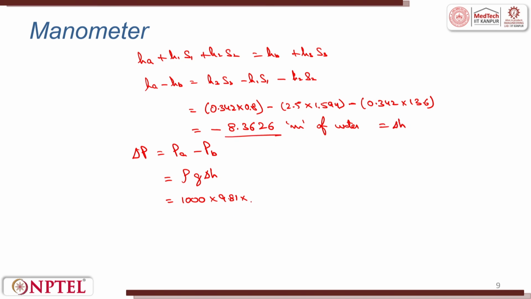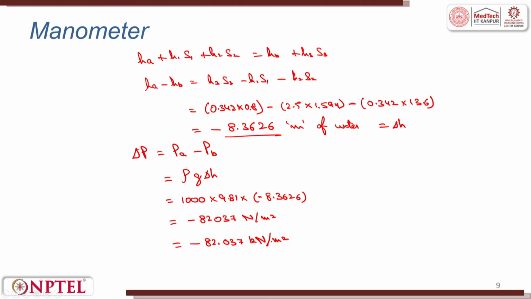this value. So multiplying this by delta H, there is a negative sign here, minus 8.3626. This value turns out to be minus 82037 newtons per meter square approximately. So if I need to put it in the kilonewtons per meter square, I will just divide it by 1000. This is 82.037 kilonewton per meter square.